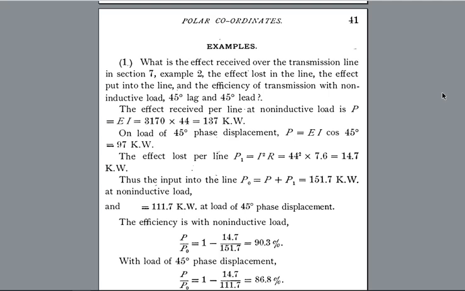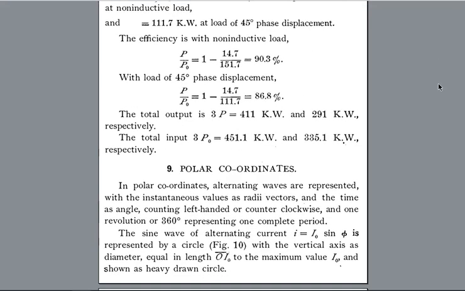Thus, the input into the line P0 equals P plus P1 equals 151.7 kilowatts at non-inductive load, and equals 111.7 kilowatts at load of 45 degrees phase displacement. The efficiency with non-inductive load, P over P0 equals 1 minus 14.7 over 151.7 equals 90.3%. With load of 45 degrees phase displacement, P over P0 equals 1 minus 14.7 over 111.7 equals 86.8%.